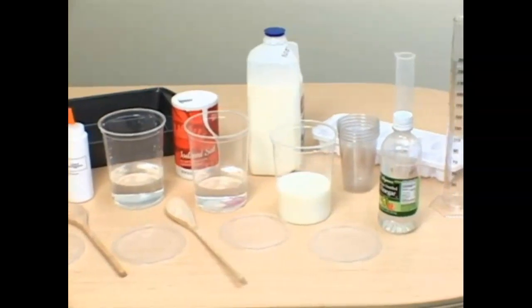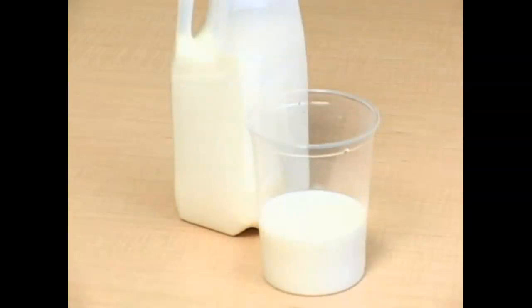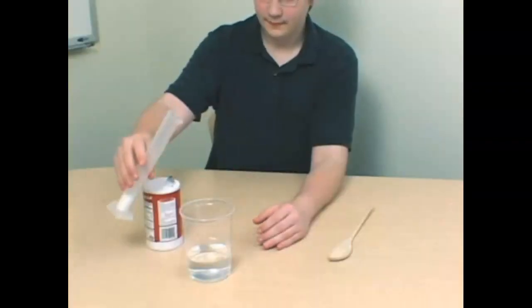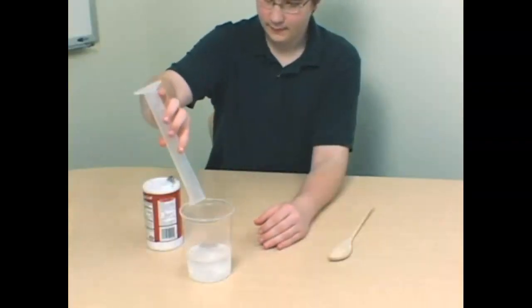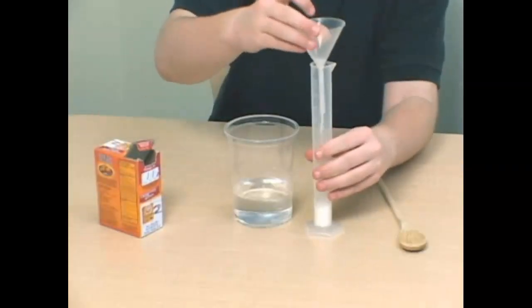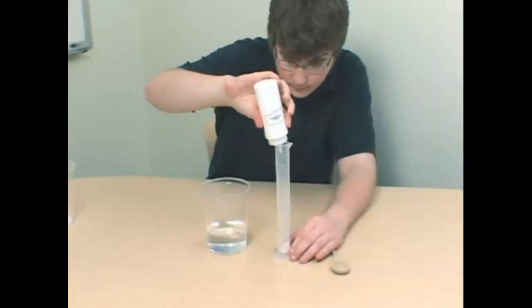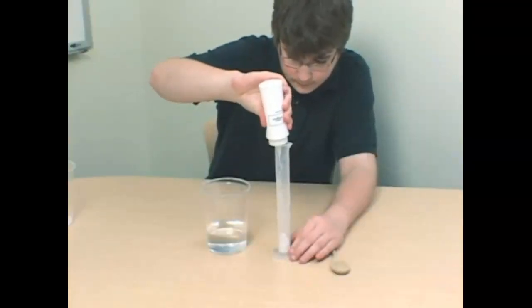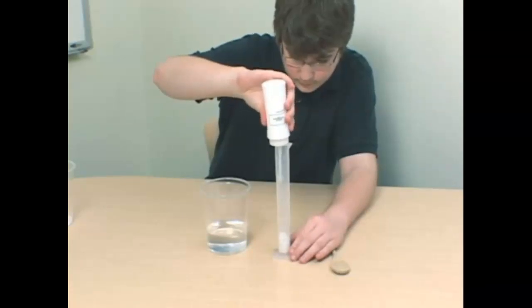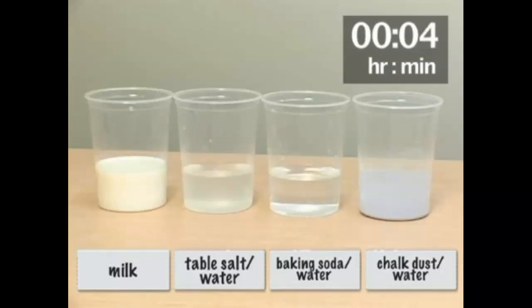We created 4 mixtures containing the following: 300 milliliters of milk, 300 milliliters of water mixed with 15 milliliters of common table salt, 300 milliliters of water mixed with 15 milliliters of baking soda, and 300 milliliters of water mixed with 22.5 milliliters of chalk dust. We labeled them to be sure that we did not get them confused with each other.